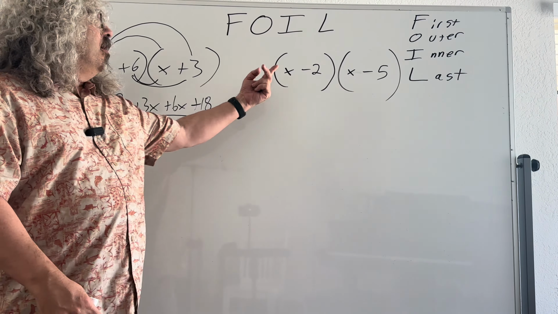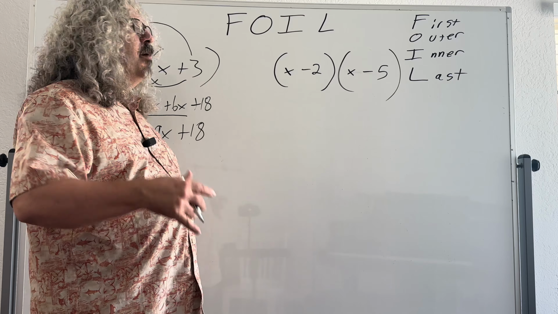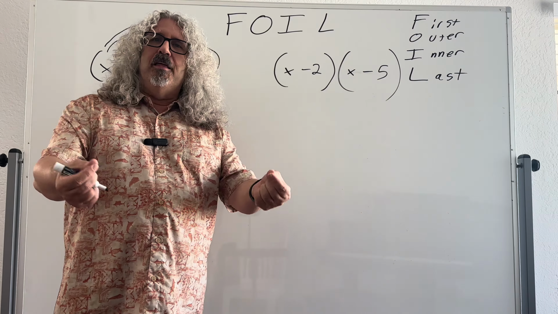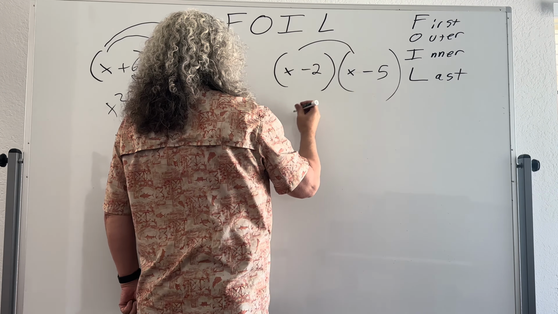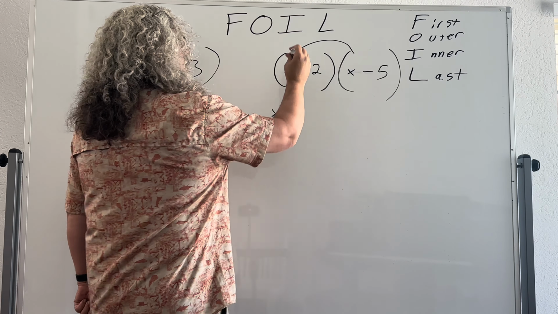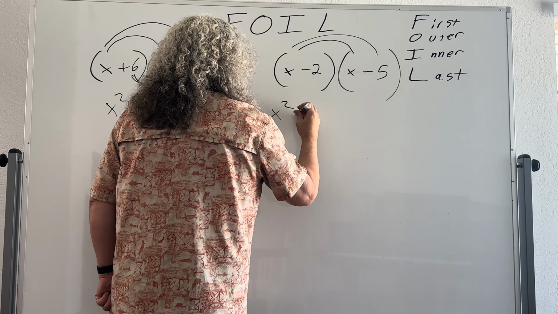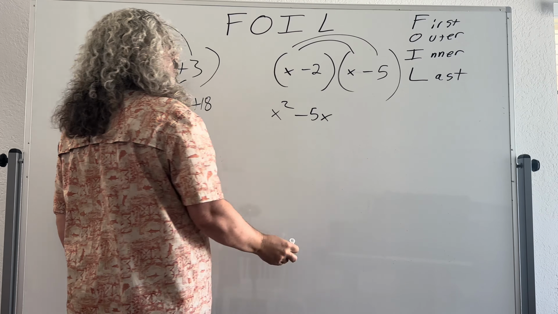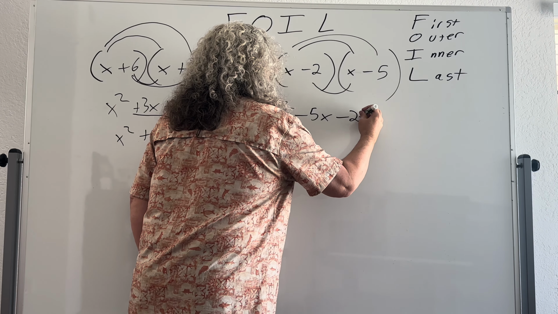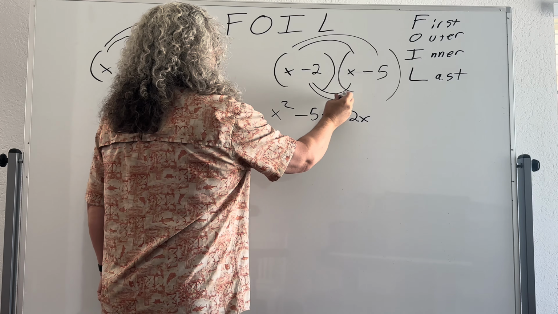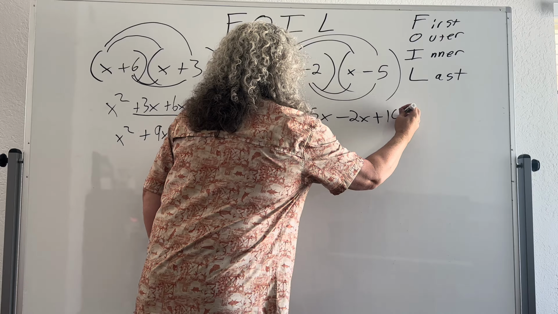Let's take a look at this one. This one has two negative signs. Just be careful with negatives. If anybody messes this up, it's usually because of the negative signs. Listen to all the words I use, and I really think it's going to help you. Okay, first, x squared. Cool. Outies: x times negative 5, that's a negative 5x. Innies: negative 2 times x, that's a negative 2x. And the last: a negative 2 times a negative 5, which gives me a positive 10.